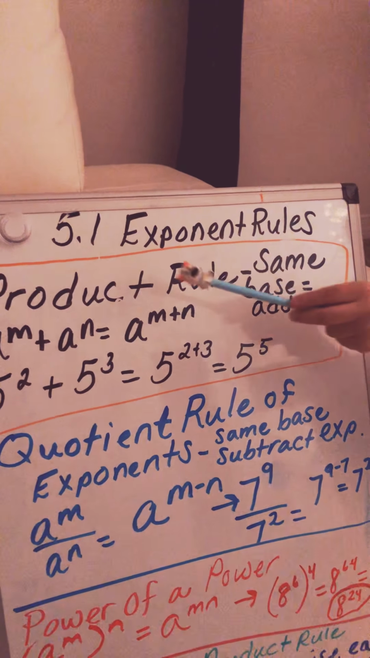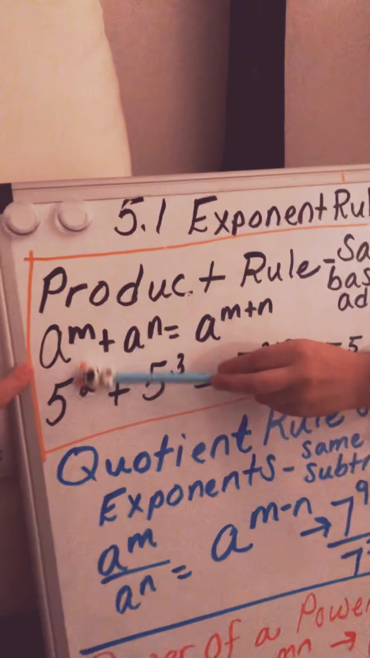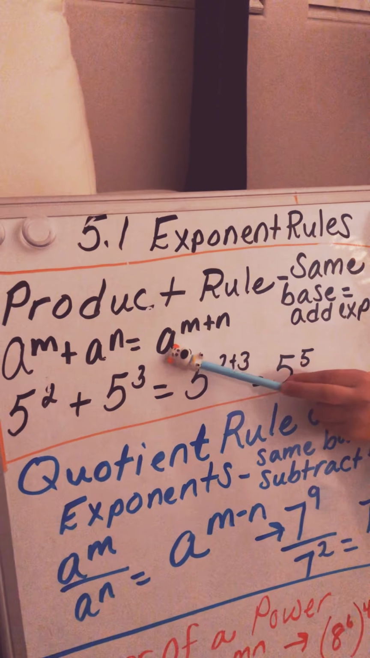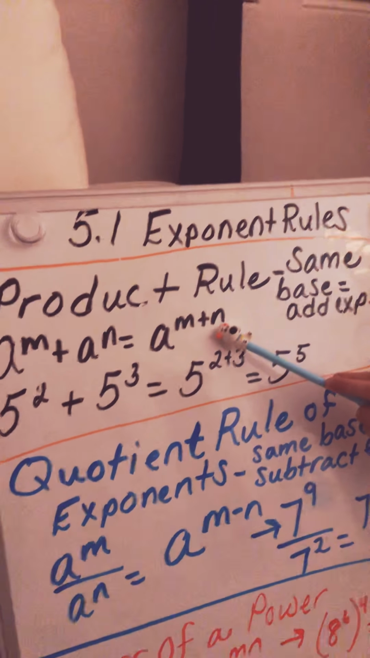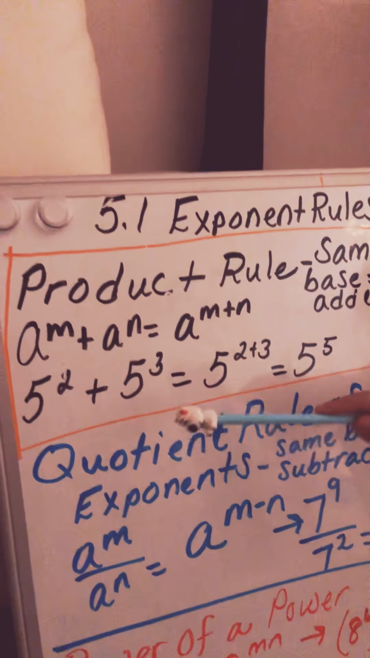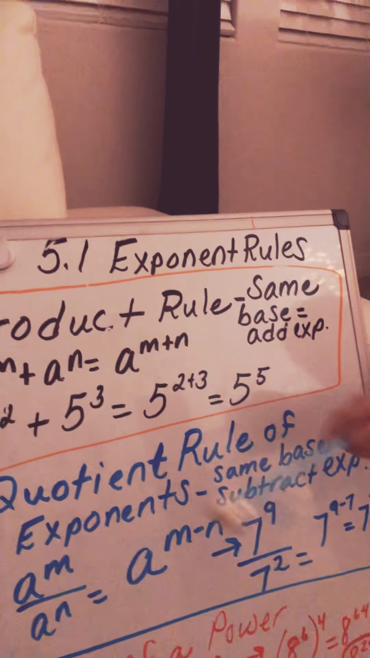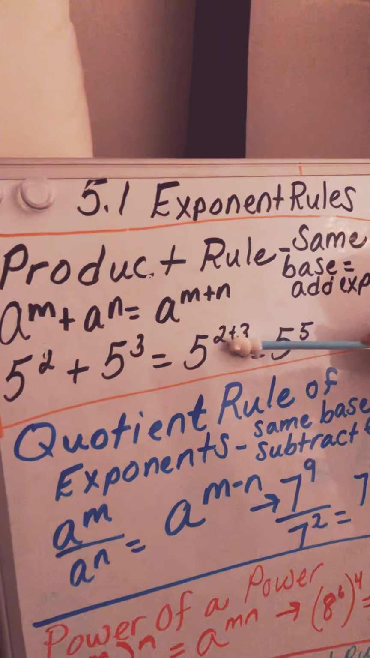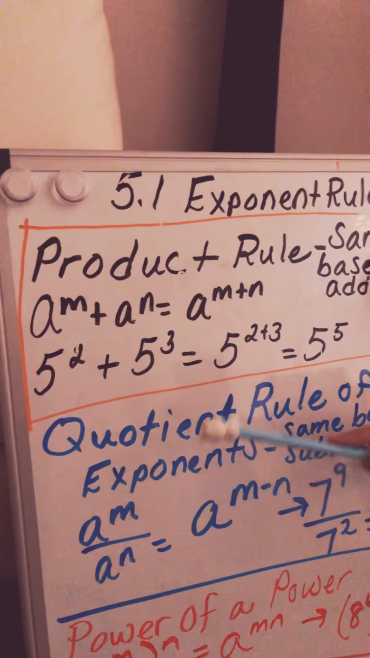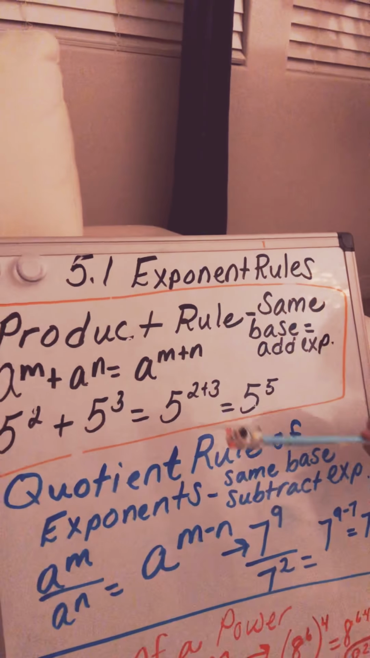The product rule says that if you have the same base, you're going to add the exponents. So the general formula is a to the m times a to the n equals a to the m plus n. What that means is when we have the same base, we're going to add exponents. As you can see in our example, we have 5 squared times 5 cubed, which becomes 5 to the 2 plus 3, which is 5 to the 5th power. So basically what you're doing is leaving the bases the same and adding the exponents. Again, that's the product rule.